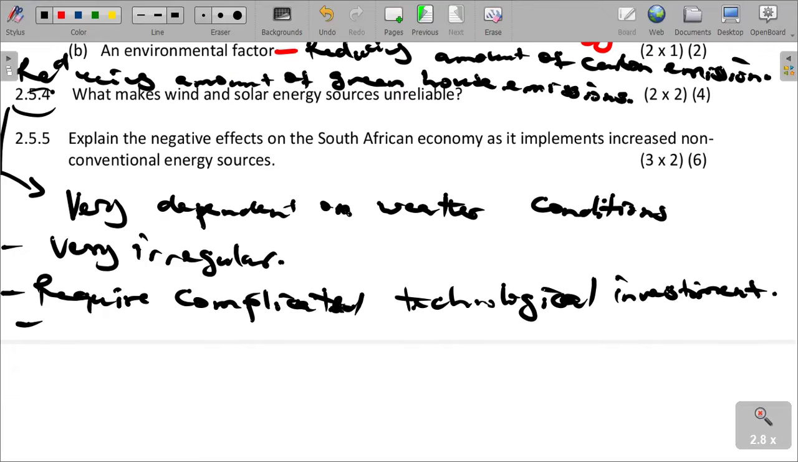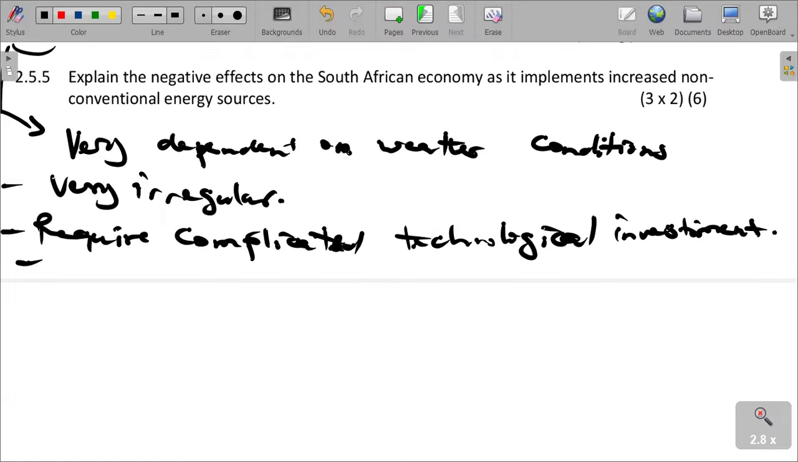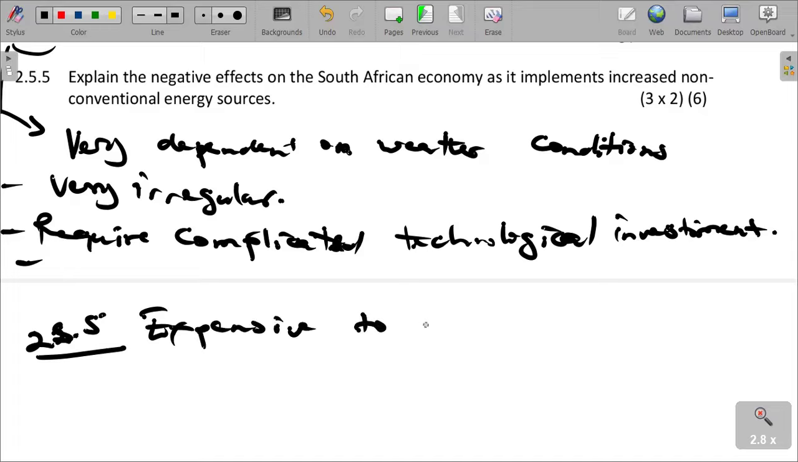Lastly, explain the negative effect on South Africa's economy as it implements non-conventional energy resources. 2.5.5. This can be, one, financial constraints to invest in energy storage technologies. It's very expensive to invest in it.